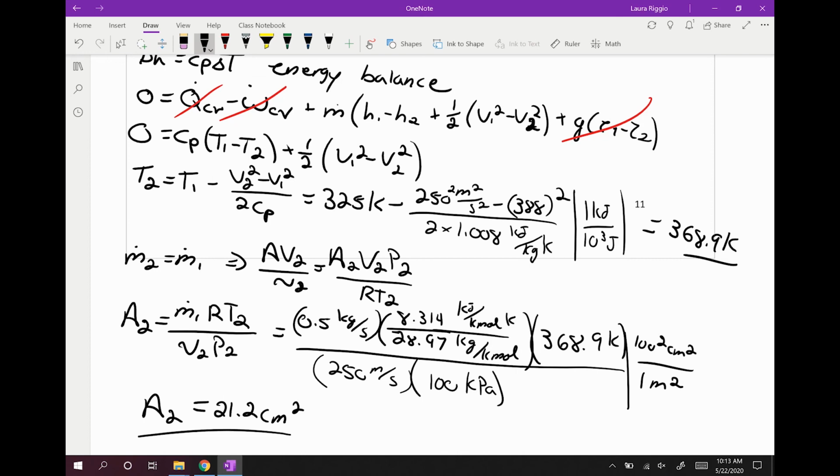In our next lecture, we're going to start looking at applications of the energy balance for open systems. We're going to look at different types of devices and how the energy balance reduces for these different systems.